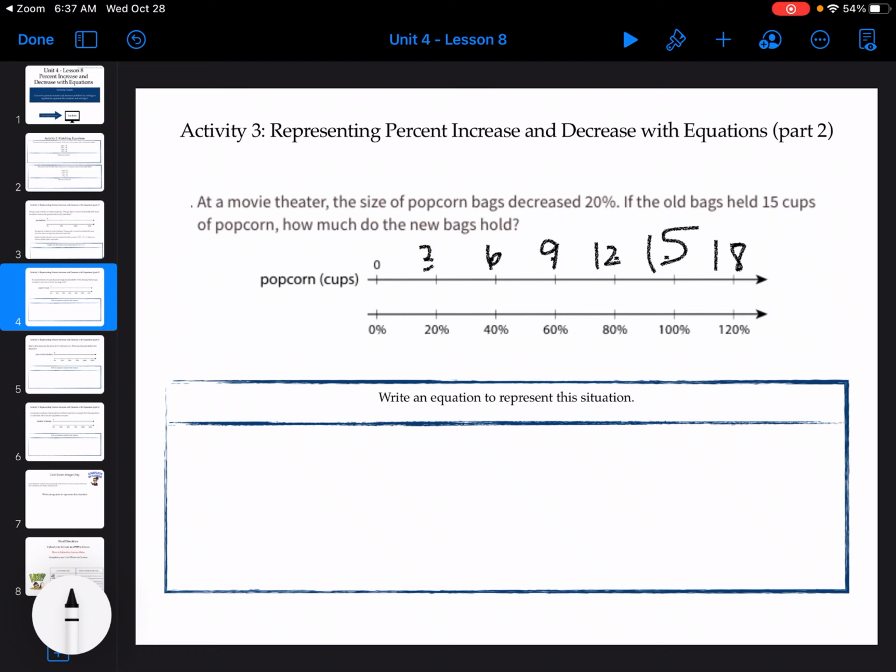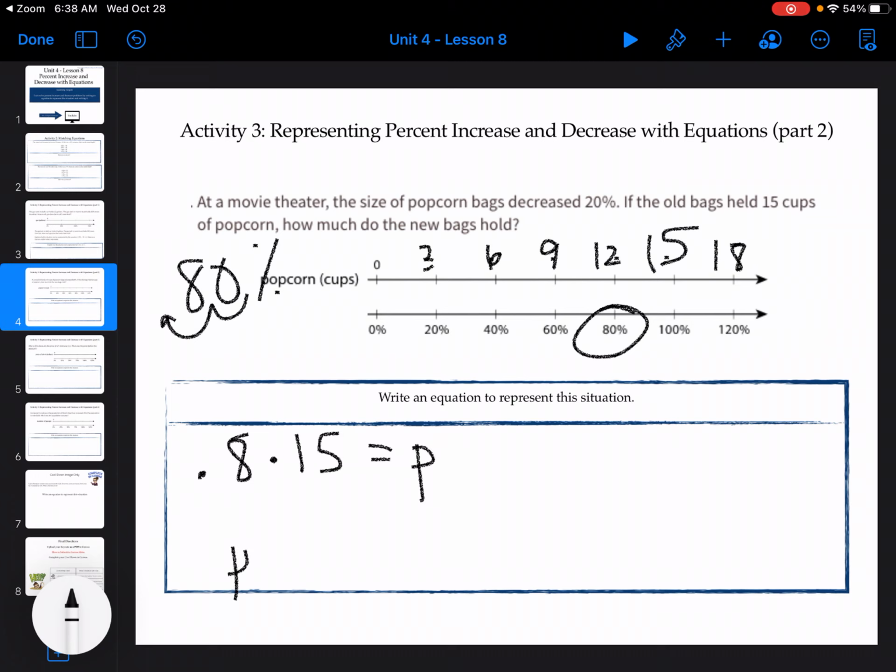And it says write an equation to represent the situation. Well, I'm multiplying by 80%, right? So I'm going to do 0.8, because if I have 80%, I move the decimal 2 places over. So 80% times 15, because that was the original amount. And I'm going to get the amount of popcorn. So P represents popcorn in cups.